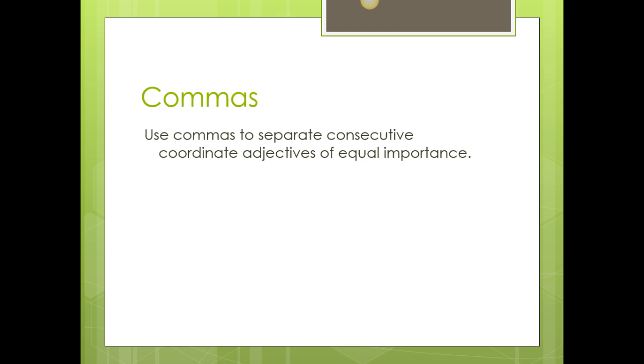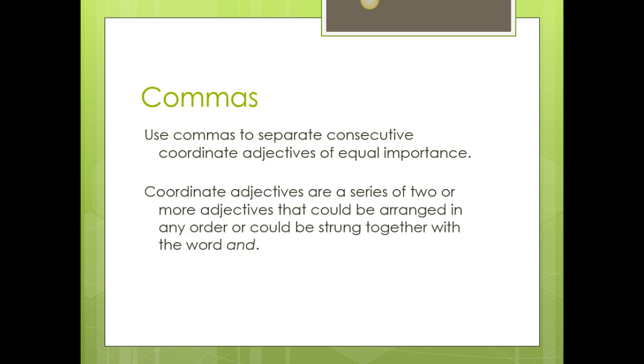Use commas to separate consecutive coordinate adjectives of equal importance. This sounds like a complicated rule, but it's not really. Coordinate adjectives, it just means that you have 2 or more adjectives that could be put in either order, or could be strung together with the word and. Here's an example. Cloning may have harmful, irreversible effects.